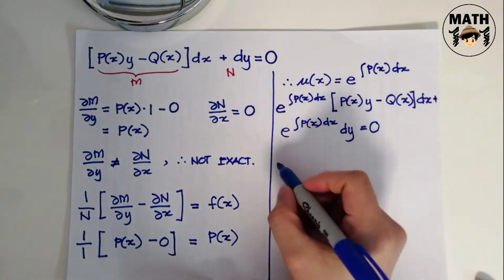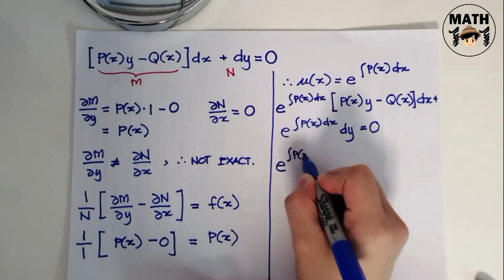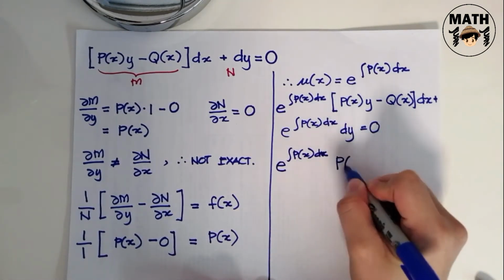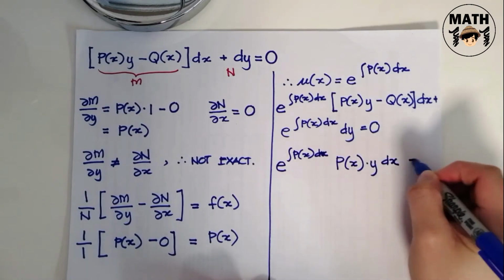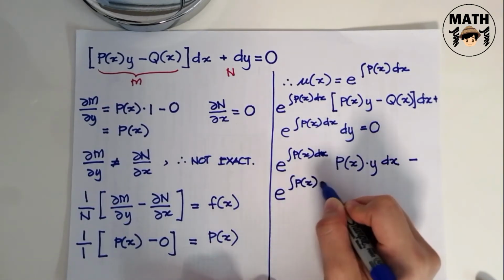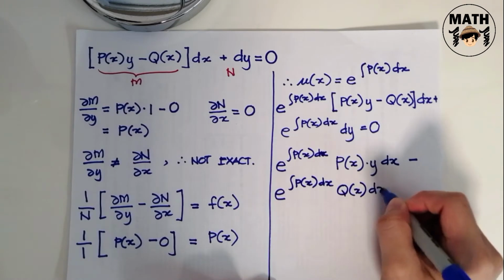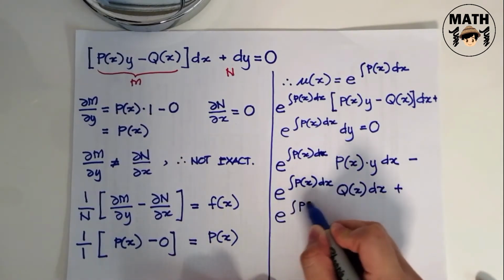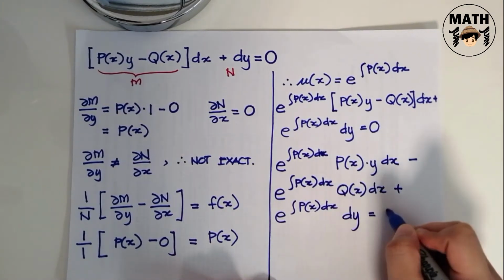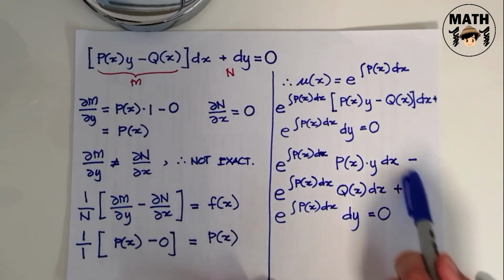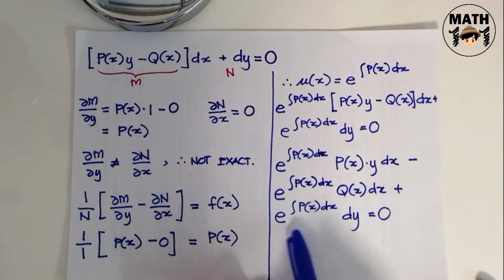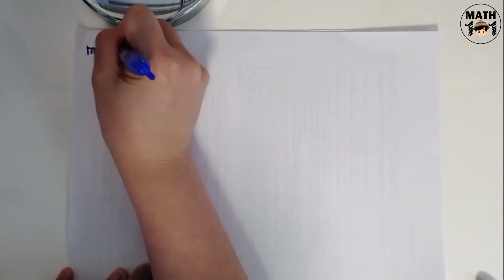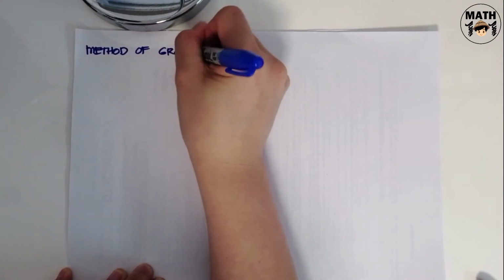Distributing this, then distribute ko na rin sa dx. Dahil na-multiply na natin yung ating differential equation by the integrating factor, we know that this equation is now exact. By method of grouping terms, isolve natin yung ating differential equation.